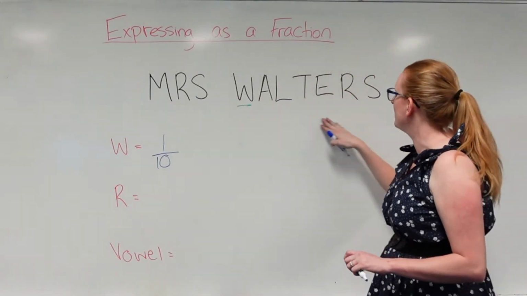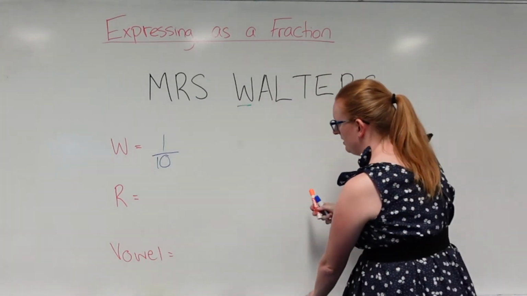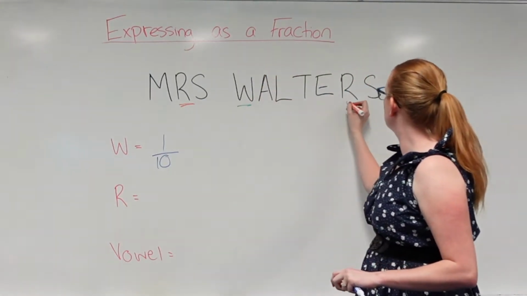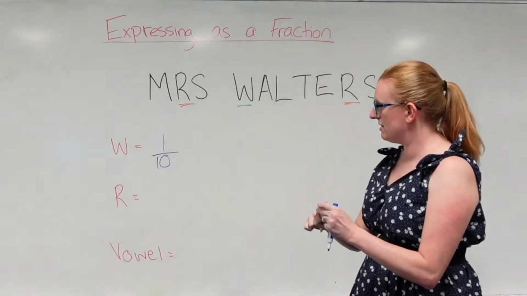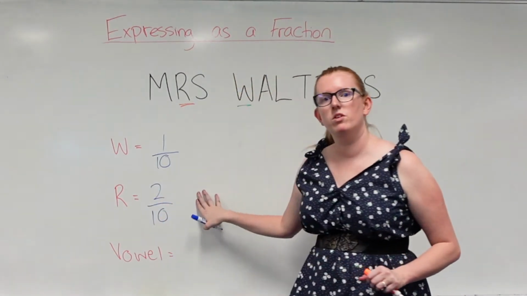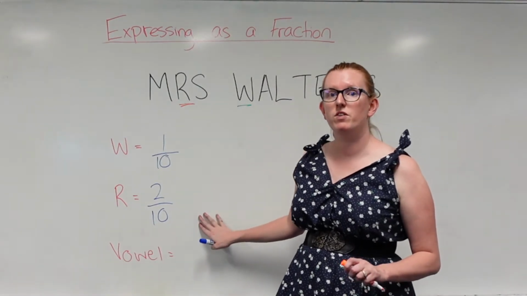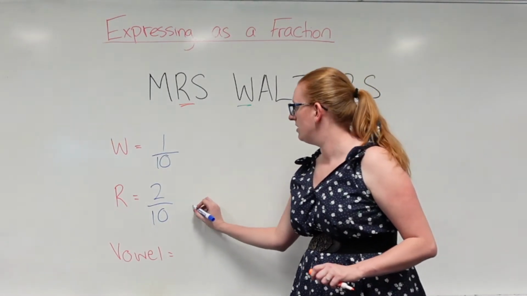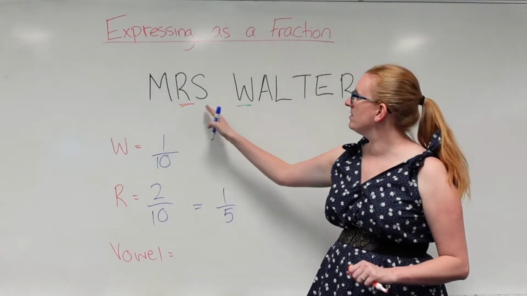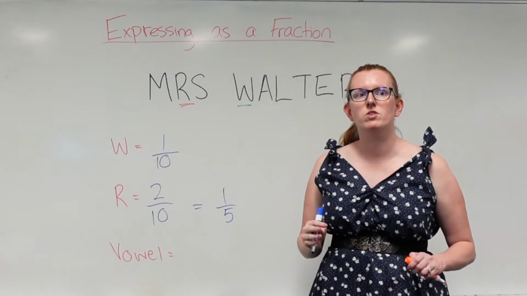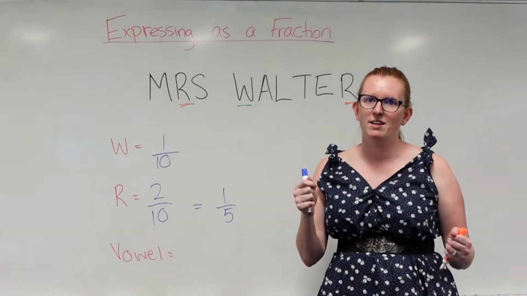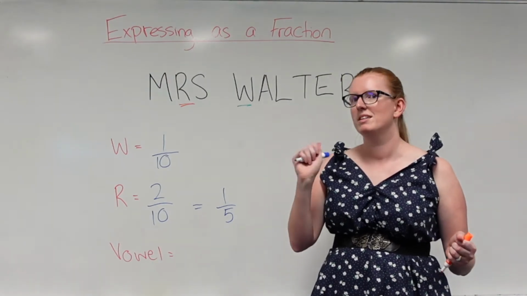So how many R's are there in my name? Which is a different colour. So there's one here, and there's one here. So there are 2 R's out of 10, but you'll notice that this number here can be simplified further because both of them are even. So in actual fact, it's 1 in 5. So for every 5 letters, one of them is an R. So if this was probability, the likelihood of choosing an R out of a hat full of letters of my name would be 1 in 5.